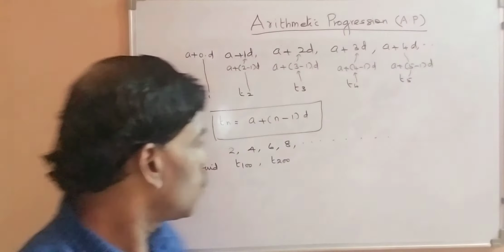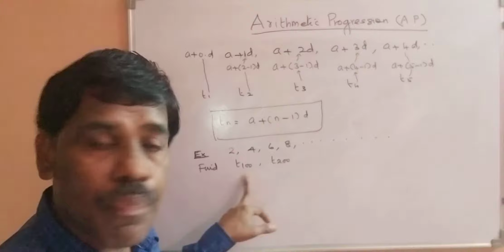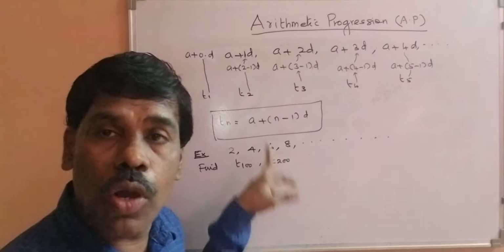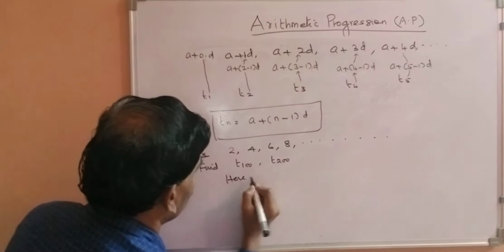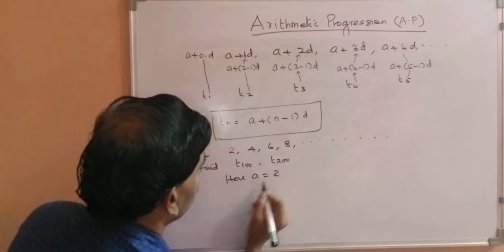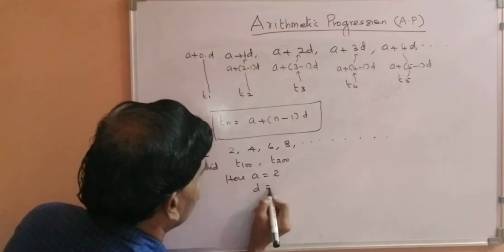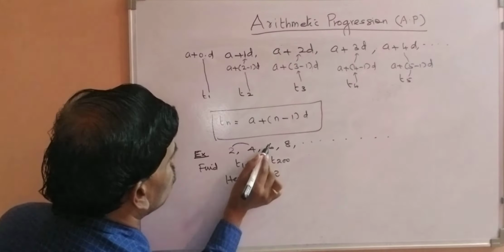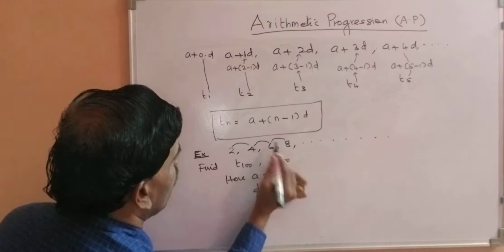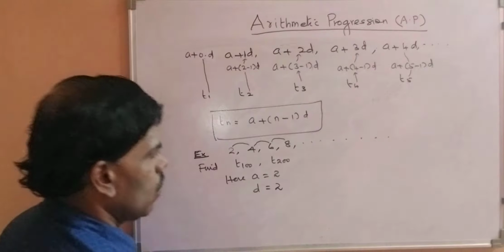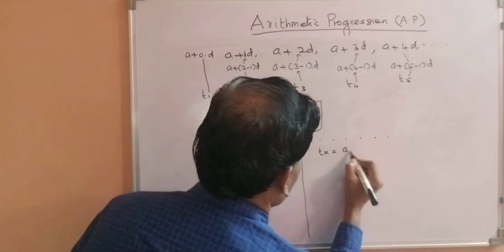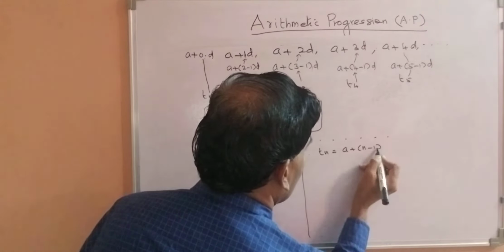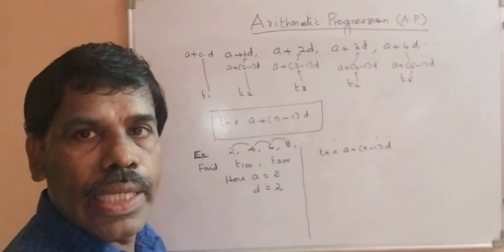That means you have to find out the 100th term and 200th term of the sequence. So what will we do here? Here a equal to 2. What is the common difference? 4 minus 2, 6 minus 4, 8 minus 6, it is 2. Therefore, Tn equal to a plus (n minus 1) into d.